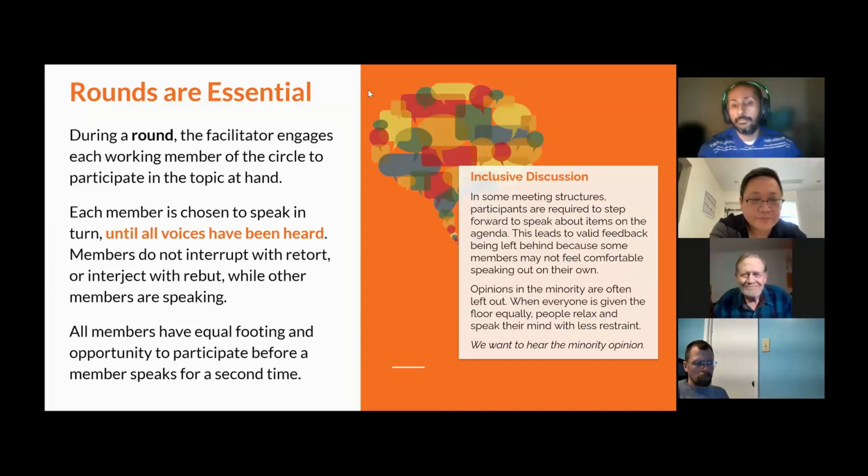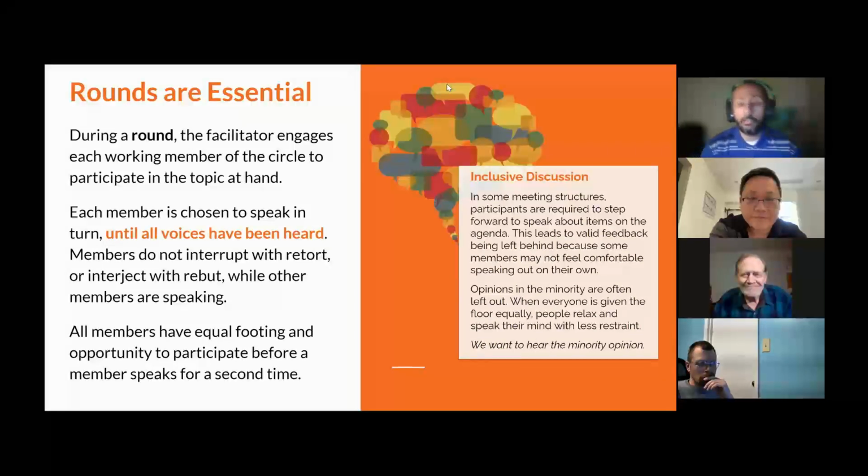Inclusive decisions. In some meeting structures, participants are required to step forward to speak about items on the agenda. This leads to valid feedback being left behind because some members may not feel comfortable speaking out on their own. Opinions in the minority are often left out. When everyone is given the floor equally, people relax and speak their mind with little resistance. We want to hear the minority opinion. Minority opinion is very important. The focus is on the minority opinion.